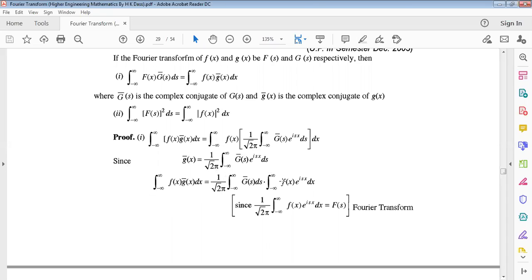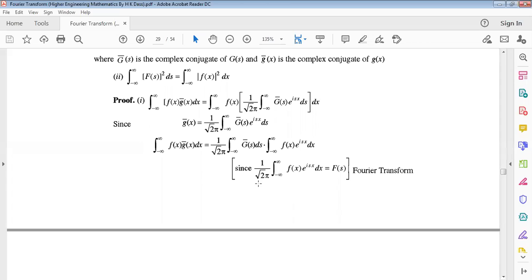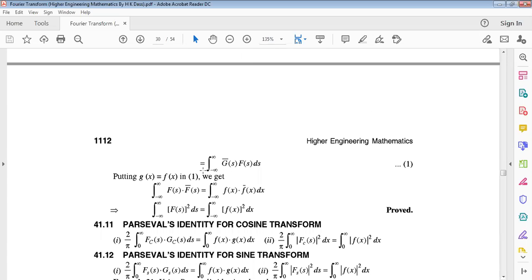This is just separating the functional values. Since this equals F(s), we can write this as the integral from minus infinity to plus infinity of G bar(s) F(s) ds. This is left for equation number 1. Putting g(x) equals f(x) in equation 1, we get the second property. This is the proved second one.